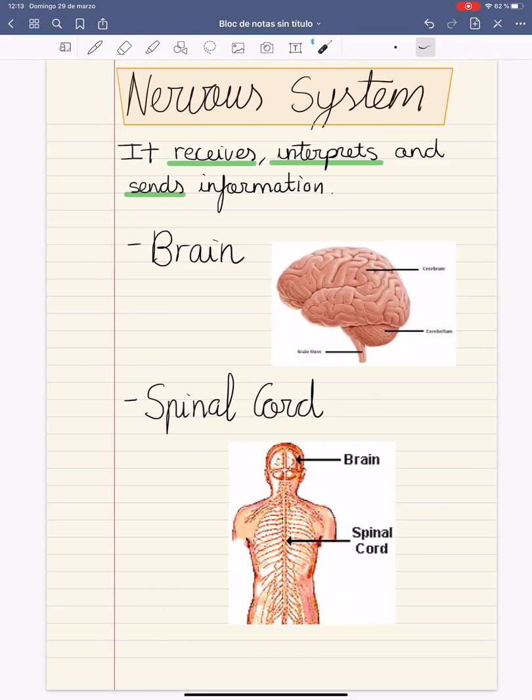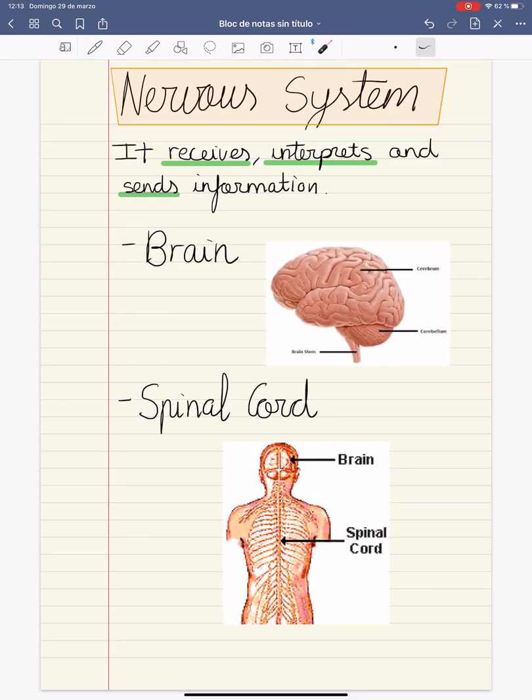Let's move on to the nervous system. It receives, interprets, and sends the information. And we've got the brain and the spinal cord, which are the main parts involved in the nervous system. Remember that we have studied the main parts of the brain, the cerebrum, the cerebellum, and the brainstem, and also the spinal cord, which is over here.